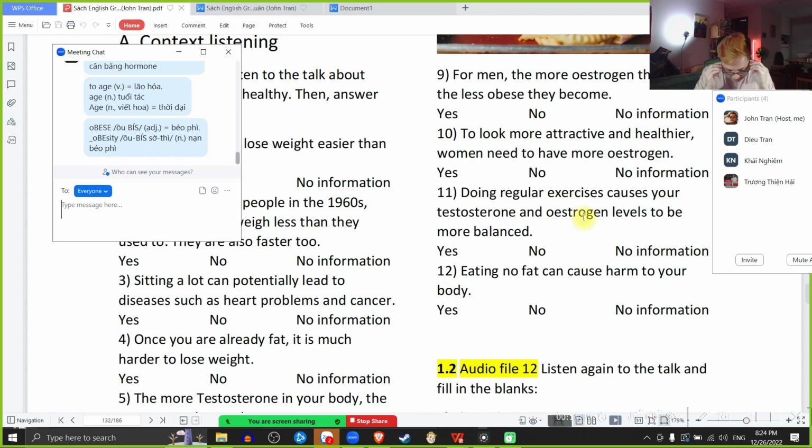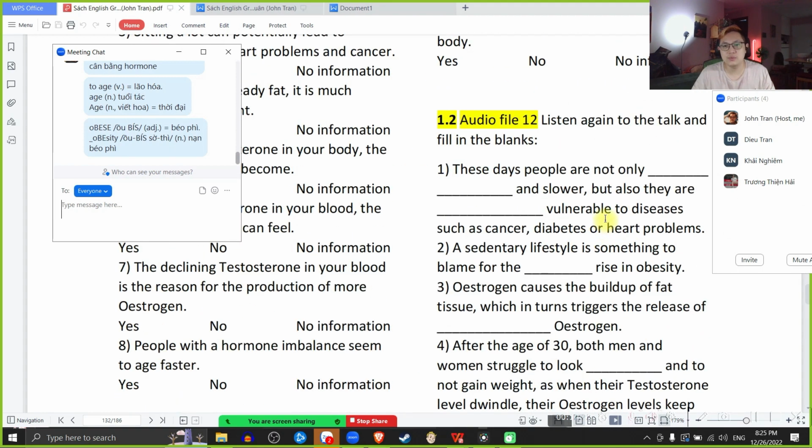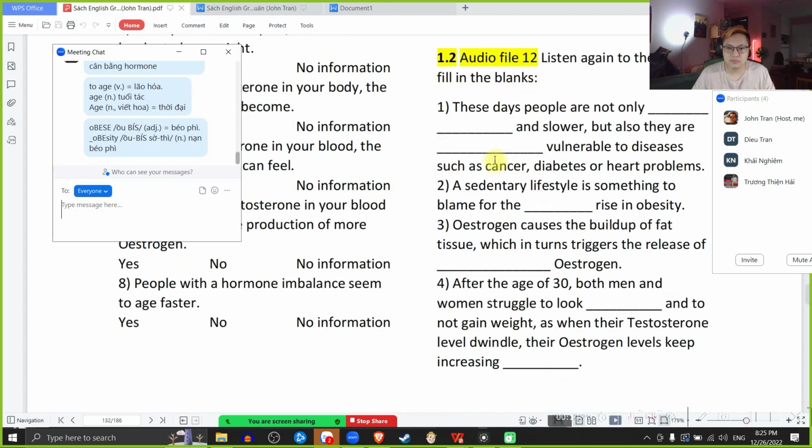Number 12, eating no fat can cause harm to your body. Ăn không chất béo có thể gây ra hại đối với lại cơ thể các bạn. Eating no fat can cause harm to your body. Ăn mà không có chất béo nào luôn á, có thể gây hại đến cơ thể các bạn. Yes, no, no information. And then you need to look at 1.2. You need to listen again to the talk and fill the blanks. Phải nghe lại các đoạn nói và điền vào cái khoảng trống.